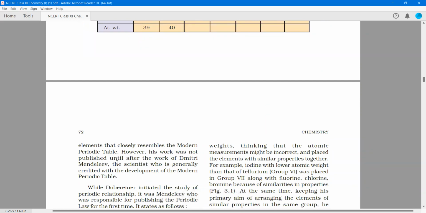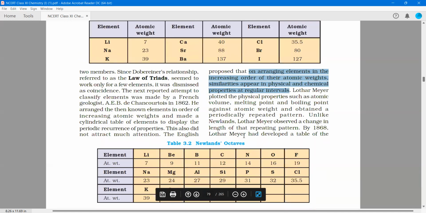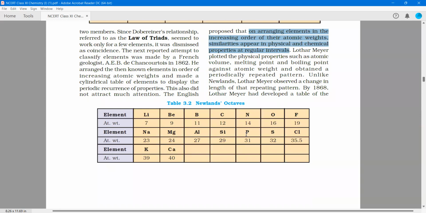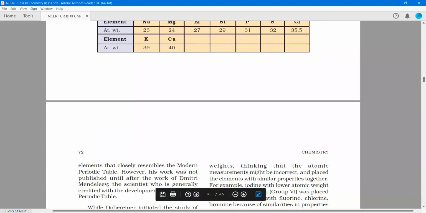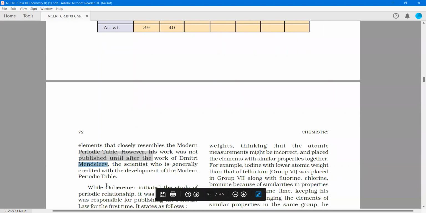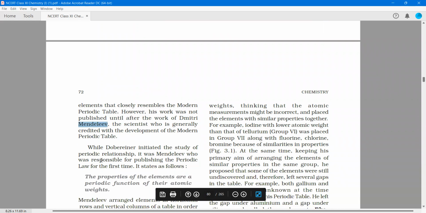However, his work was not published until after the work of Dmitri Mendeleev, the scientist who is generally credited with the development of the modern periodic table. तो पहले actually Mendeleev, ये जो scientist है मेयर, इसने भी पीरियोडिक टेबल बनाया था जो कि काफी मैच करता है अभी के पीरियोडिक टेबल से, बट उसके पहले ही मेंडलीव ने पीरियोडिक टेबल बनाया क्योंकि उसका काम पब्लिश नहीं हुआ था, पहले मेंडलीव ने पब्लिश कर दिया, तो इसकी वजह से सब लोग मेंडलीव को ही जानते हैं.